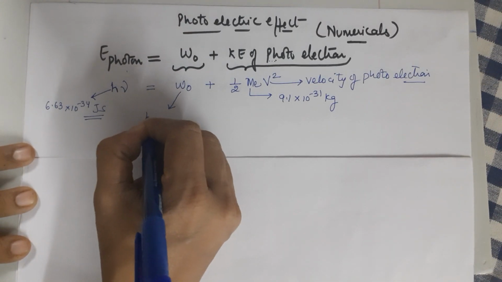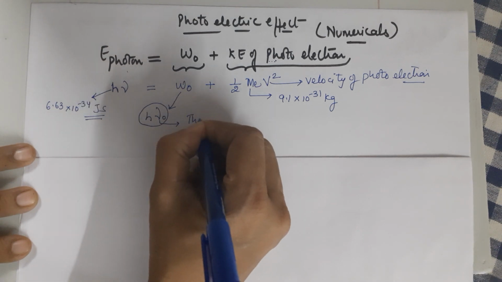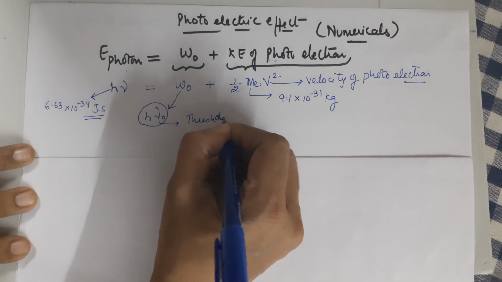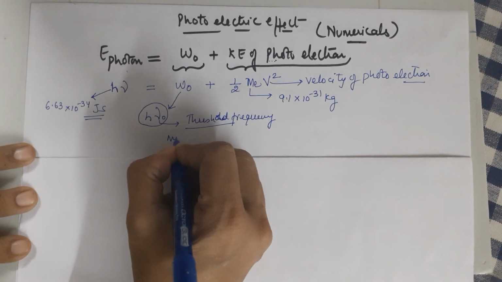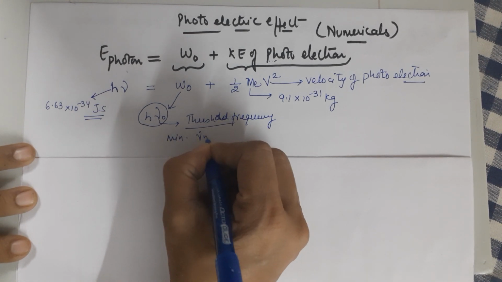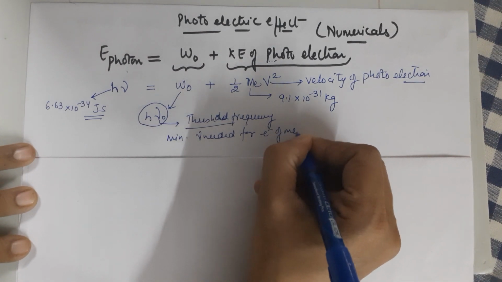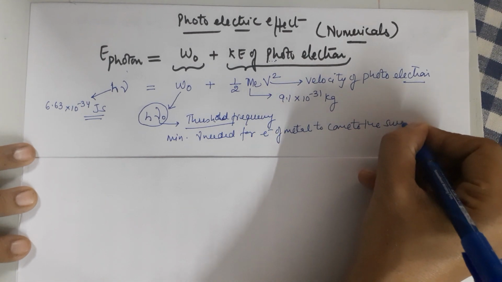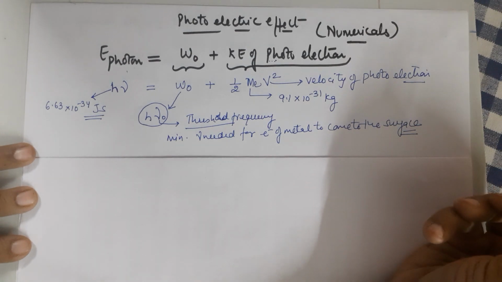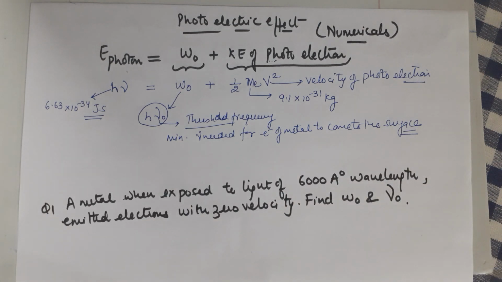Work function is also calculated by h mu naught, where this mu naught refers to the threshold frequency. That is, it is the minimum frequency needed for an electron of the metal to come to the surface of the metal. After that only can it move. So these are the terms that we require. Other than that, let us begin with the numerical part. That is the first numerical. Have a close look.